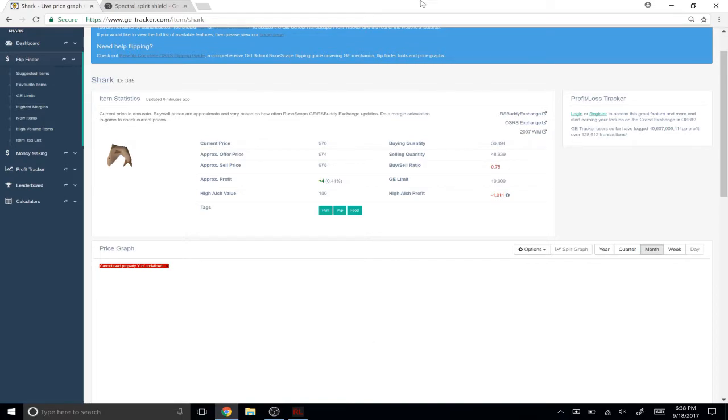By the way, GE Tracker should not be the only tool that helps you decide to flip an item or not, or guess price movement. You should check the margin in-game and see what the item is doing in-game, because that will help you out a little bit more.